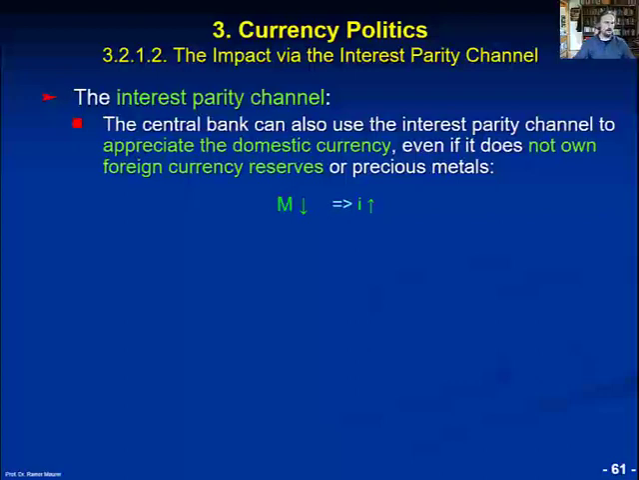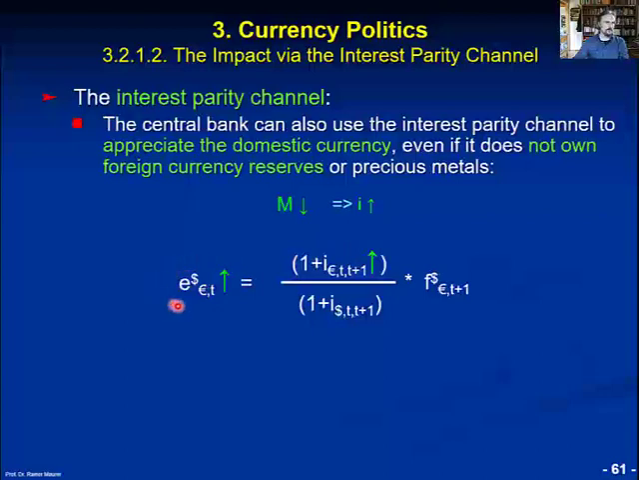If you now take a look at the interest parity equation, we observe that in such a case the European interest rate would get larger, and as a result the spot exchange rate would get larger, which means the euro appreciates in this case against the dollar. So in fact, the European Central Bank does not necessarily need dollar reserves to appreciate the domestic currency. It can simply increase the domestic interest rate.